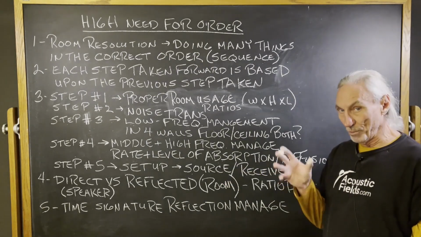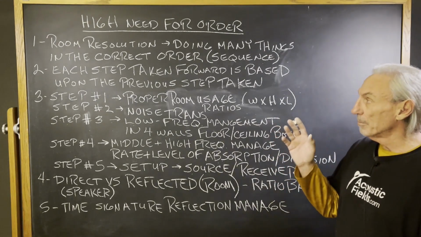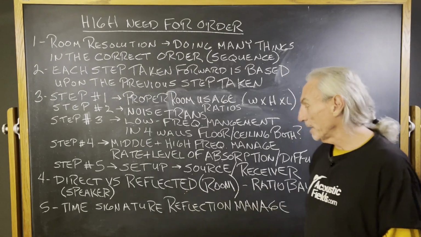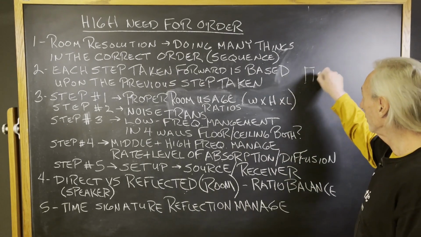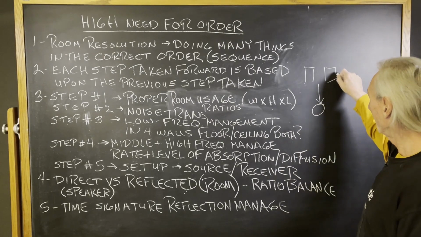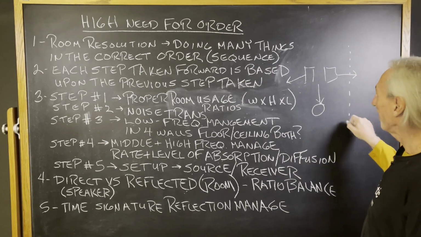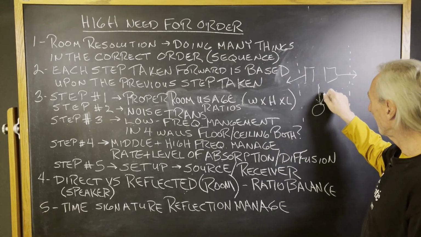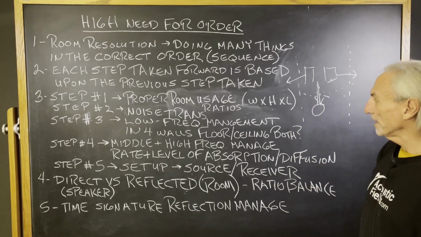Step 5, setup. We're going to set up in the right location to minimize the impact of pressure and reflections, okay? It's always a balance between the direct versus the reflected energy. That direct is that straight line energy from your speakers to the listener. And then we have all the room sound, which is the reflected energy. But we've got to manage all these reflections so that we get a balance between the direct and the reflected energy.